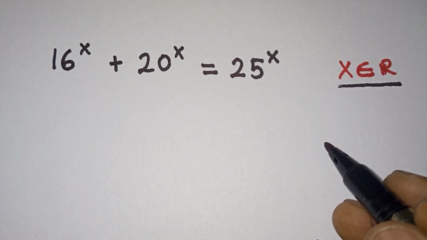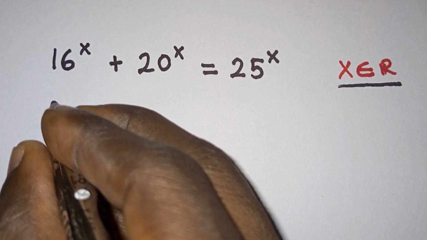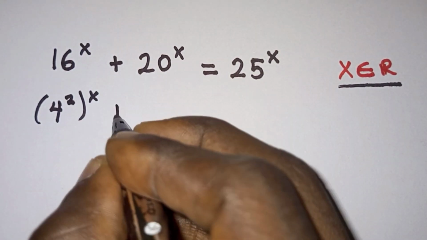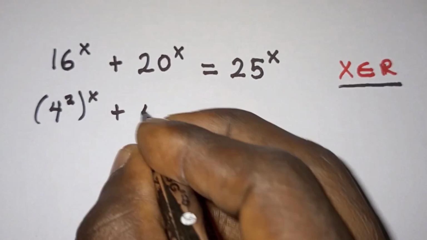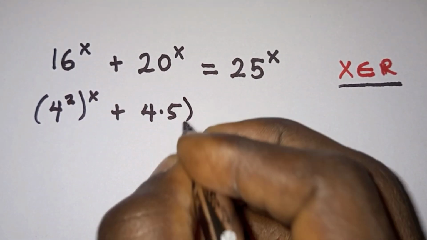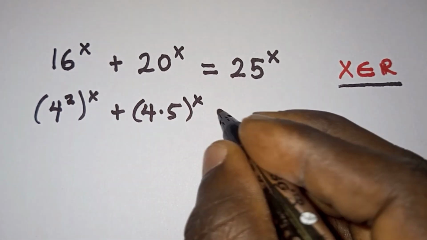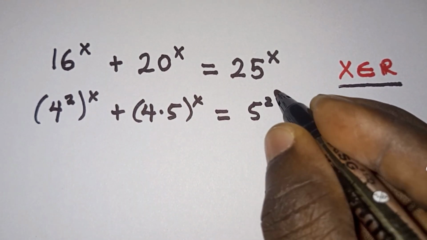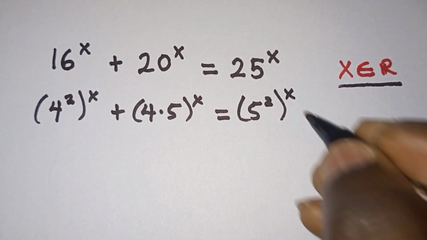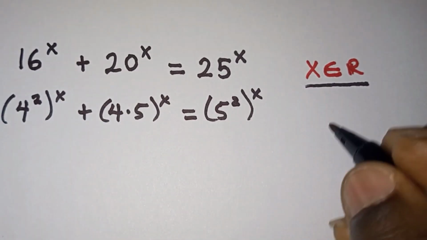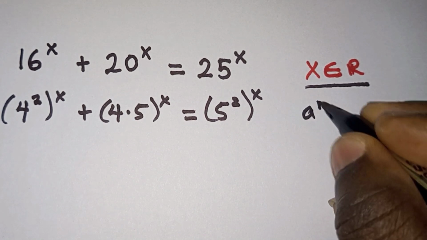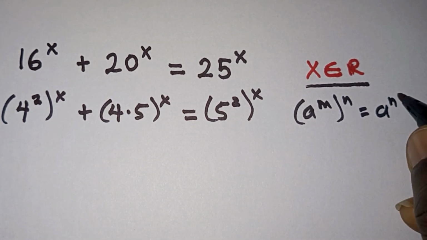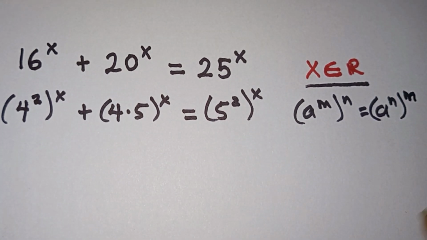So let's get started. 16 is the same as 4 to the power 2, then all to the power x, plus 20 is also the same as 4 times 5, then all to the power x, and this is equal to 25, which is the same as 5 squared, then all to the power x. And we will apply a property that a to the power m all to the power n is the same as a to the power n all to the power m.